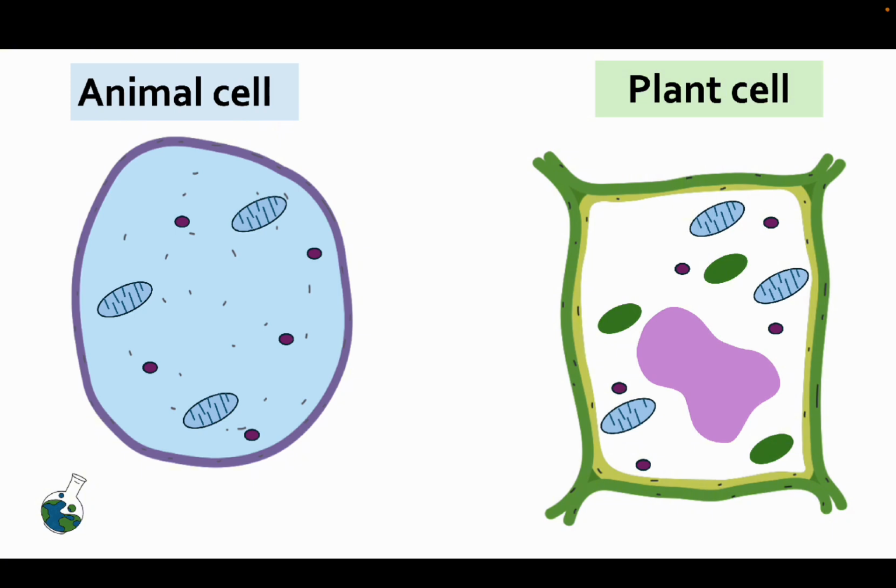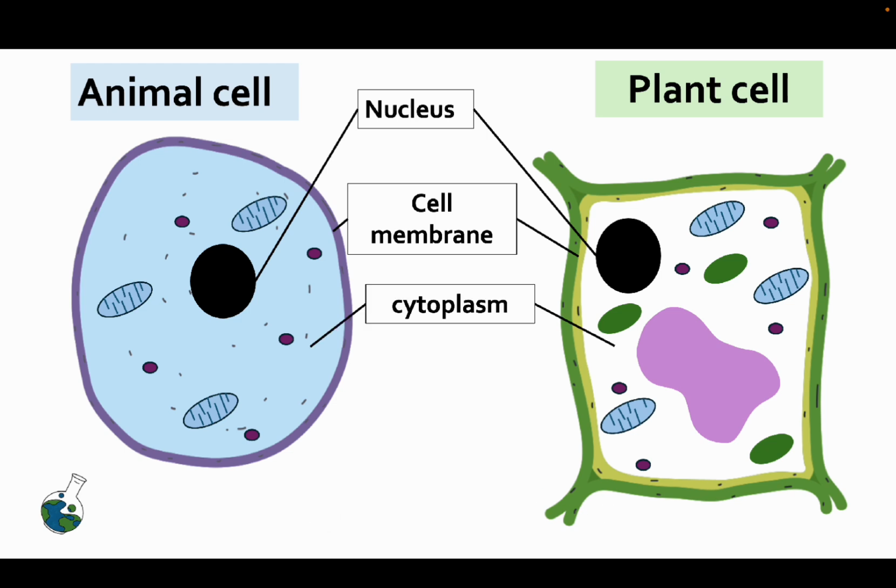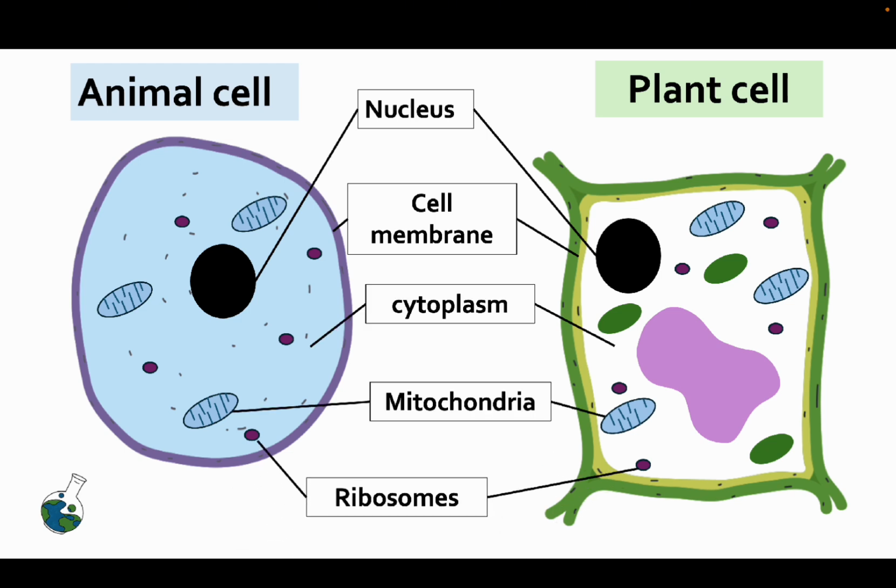Let's start off with the similarities between plant and animal cells. The first thing they have in common is a nucleus. Another thing is this lining called a cell membrane. Note how the cell membrane is on the outside of the animal cell, but on the plant cell it's the inner lining. We're going to look at what the outer lining is. Next is your cytoplasm, followed by the mitochondria, and lastly your ribosomes. And soon we're going to look at what each one does.